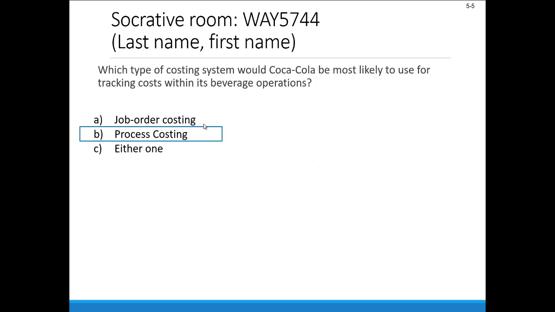Job order costing, on the other hand, is more appropriate for firms that are doing something that's sort of made to order, customized in some way, or things that are unique.